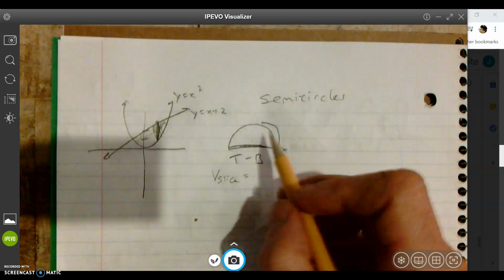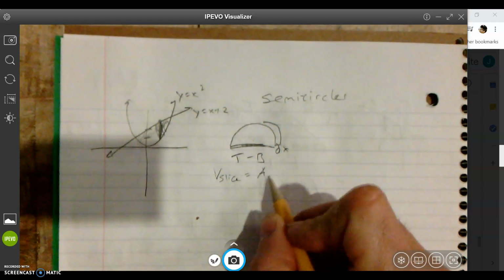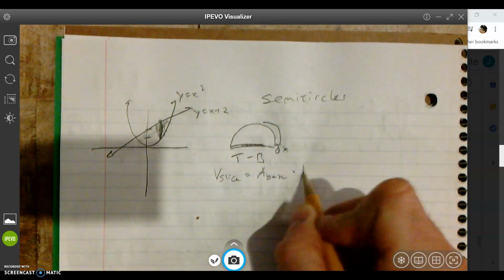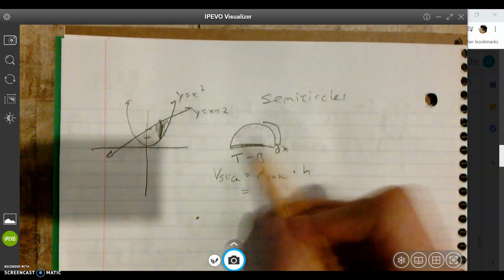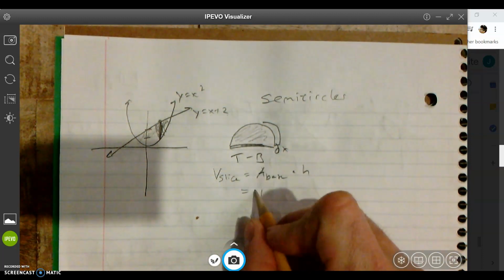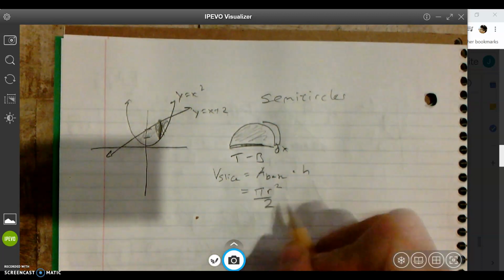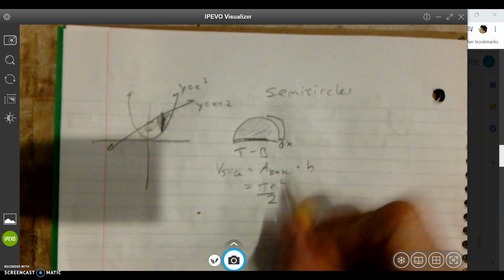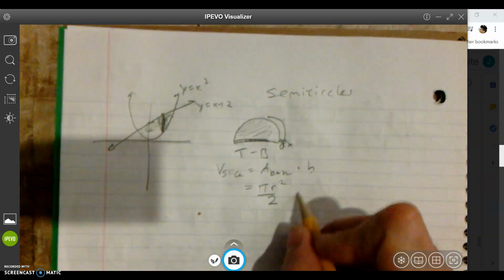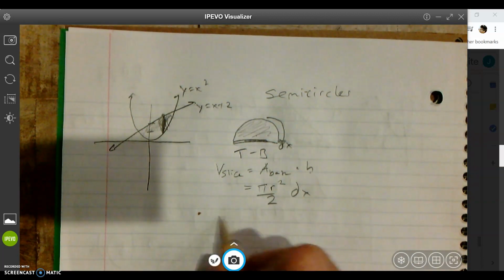So the volume of any slice or any figure is usually area of the base times the height. And so in this case, the base is just the flat part, which is a semicircle. Pi r squared is the area of one circle, divided by 2 because we have a semicircle, times the height. In this case, the height is right there, so it's just dx.